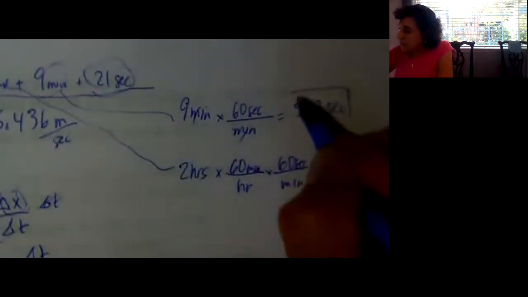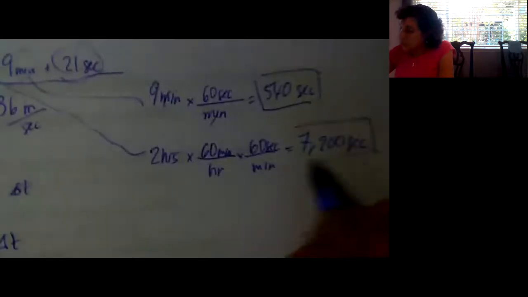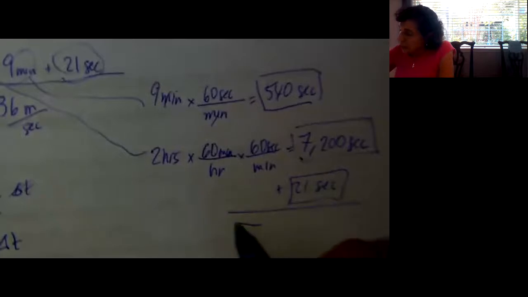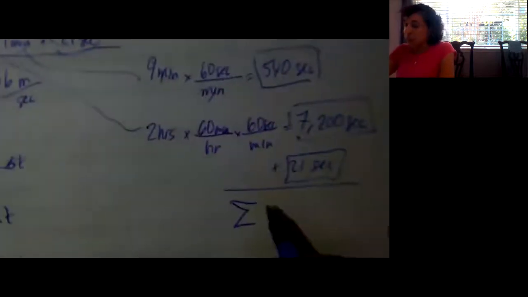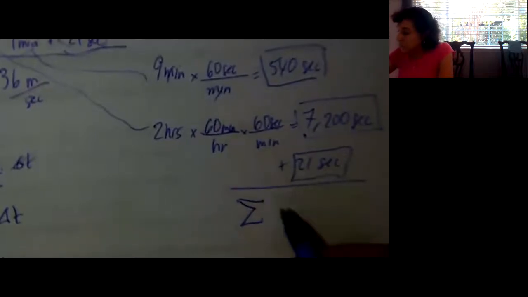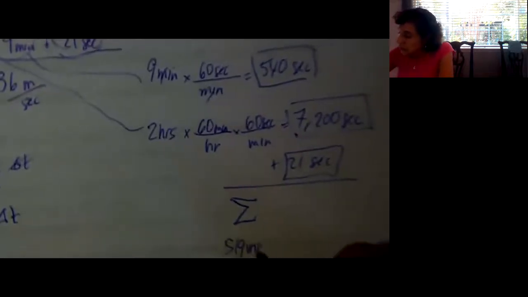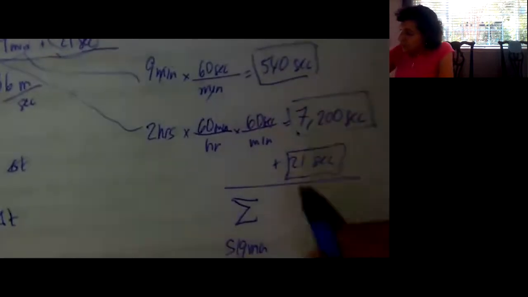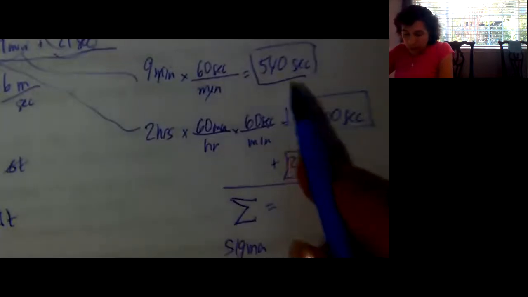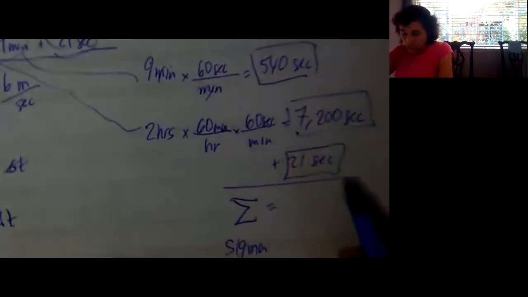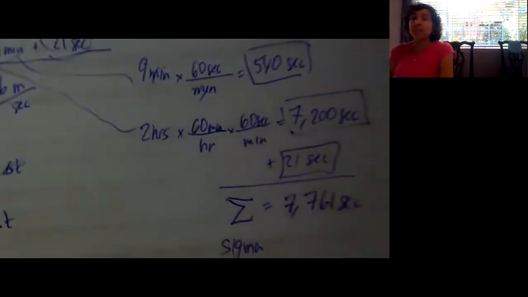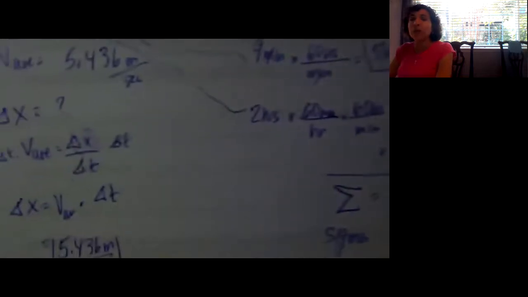All right, so my total time must be 540 seconds, I'll put a little box around here, plus 7,200 seconds, plus the 21 seconds. All right, so I'm going to add this up. And here's the first time I think you guys see me use the word sigma. Sigma is a Greek letter, the Greek alphabet for S. We use sigma for adding stuff up. So sigma of the times: I add it all up, 540 plus 7,200 plus 21, and I get 7,761 seconds.